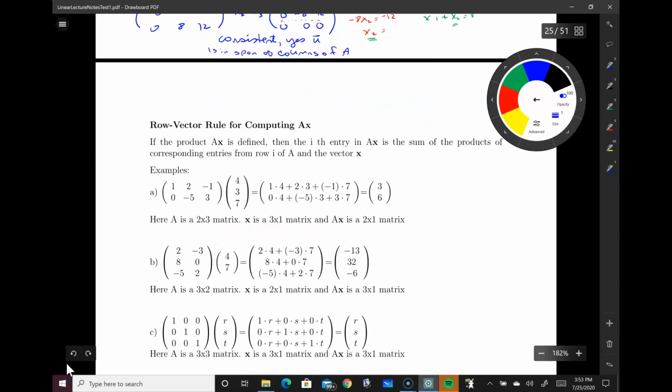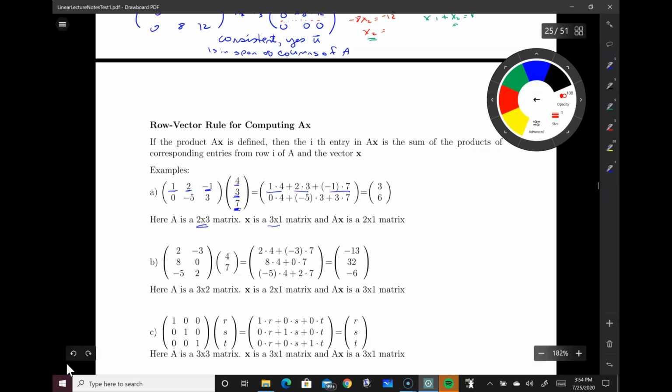I'm going to be talking about how to multiply matrices. So how to multiply this matrix here, which is a 2 by 3, times this column vector here, which is a 3 by 1. I take these entries: this 1 multiplied times this 4, plus this 2 multiplied times this 3, plus this negative 1 multiplied times this 7. Then I add those together, so 4 plus 6 minus 7 gives me a 3.